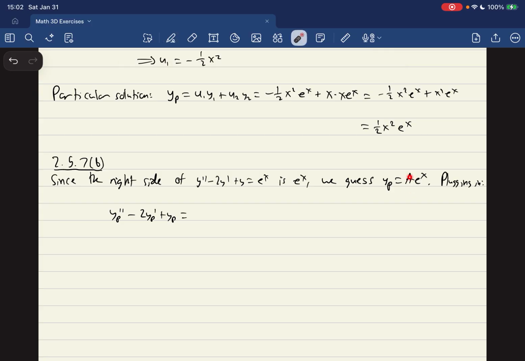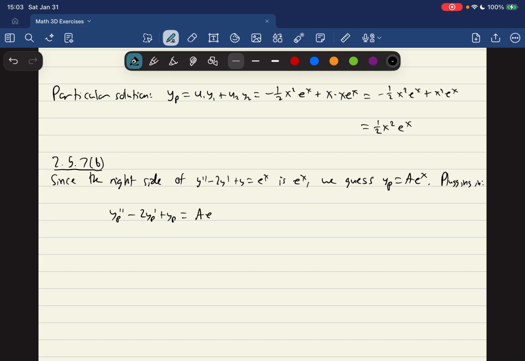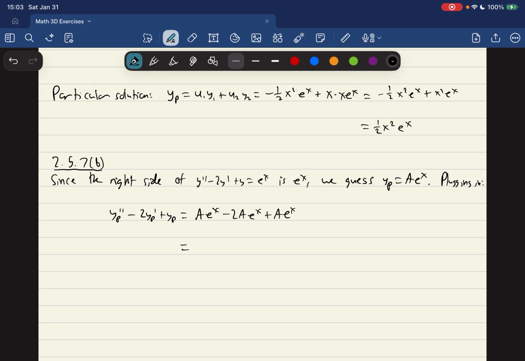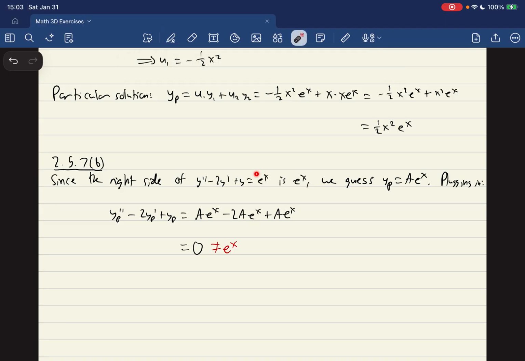The derivatives of y sub p are easy enough. They're always going to be a e to the x. And so we get a e to the x minus 2a e to the x plus a e to the x, which gives us, it's not hard to see, that these two a e to the x add up to 2a e to the x, and that cancels out with this, so it's just 0. But notice that this is not equal to e to the x, which is the right side.